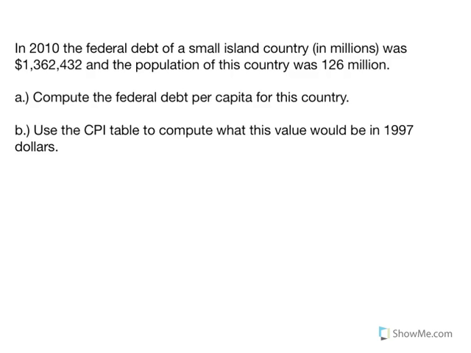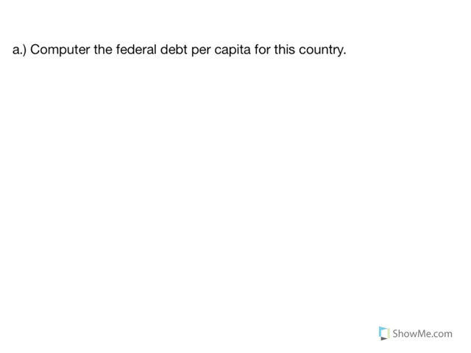In 2010, the federal debt of a small island country in millions was $1,362,432, and the population of this country was 126 million. We're going to do two things with this information. First, we're going to compute the federal debt per capita for this country, and then we are going to use a given CPI table to compute what this value would be in 1997 dollars.